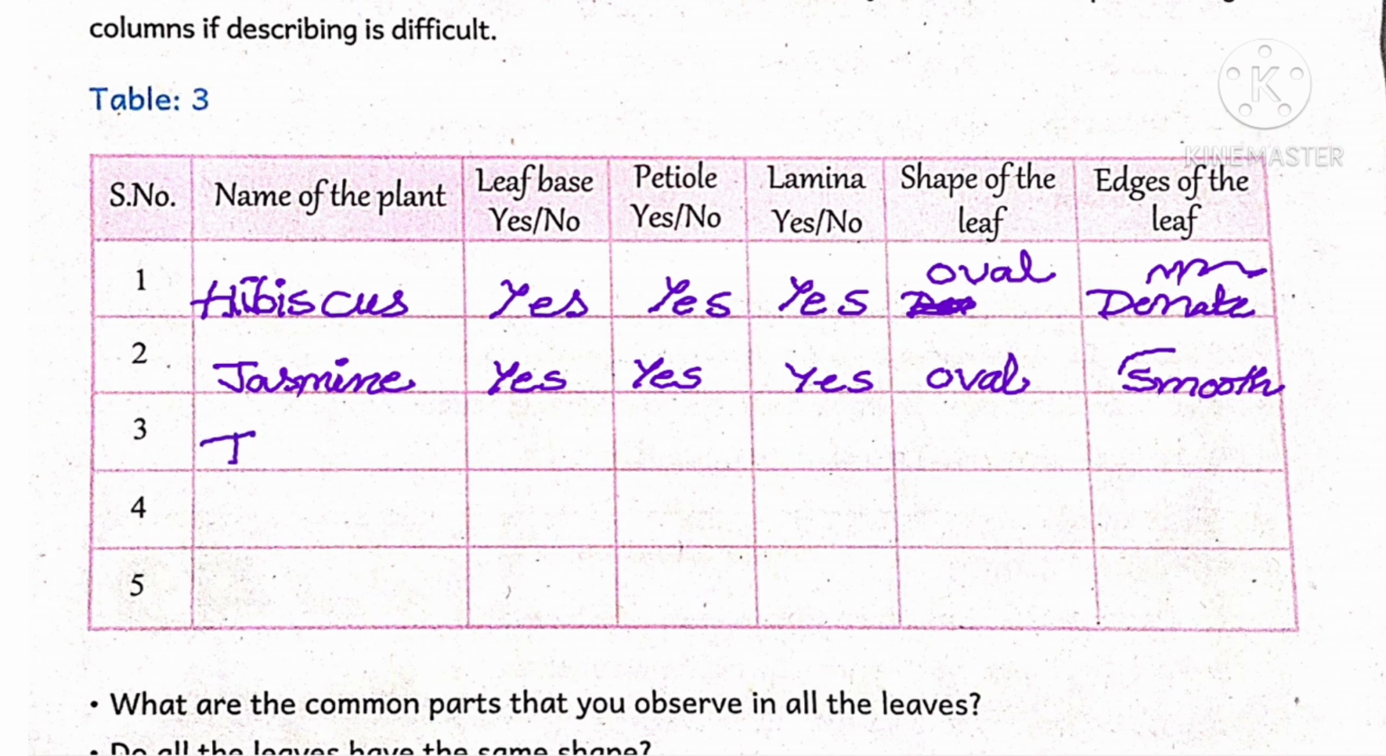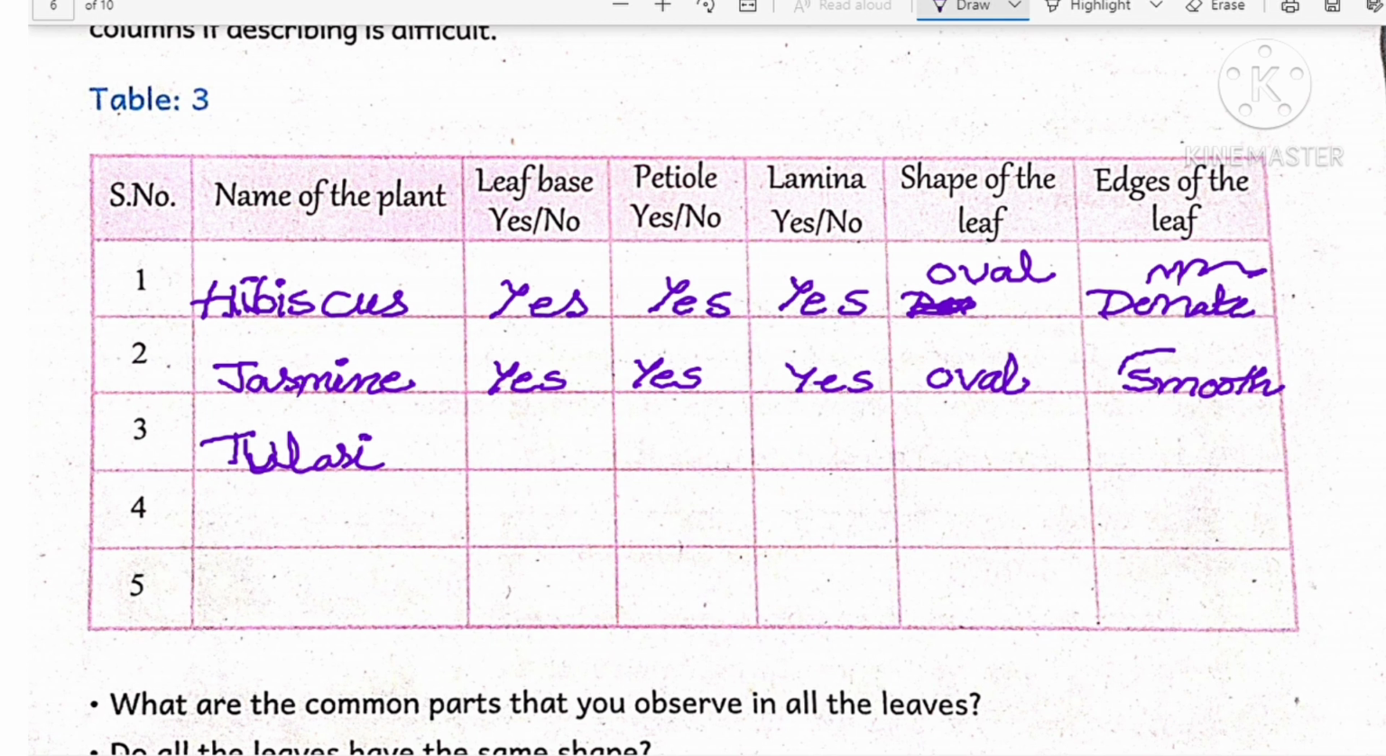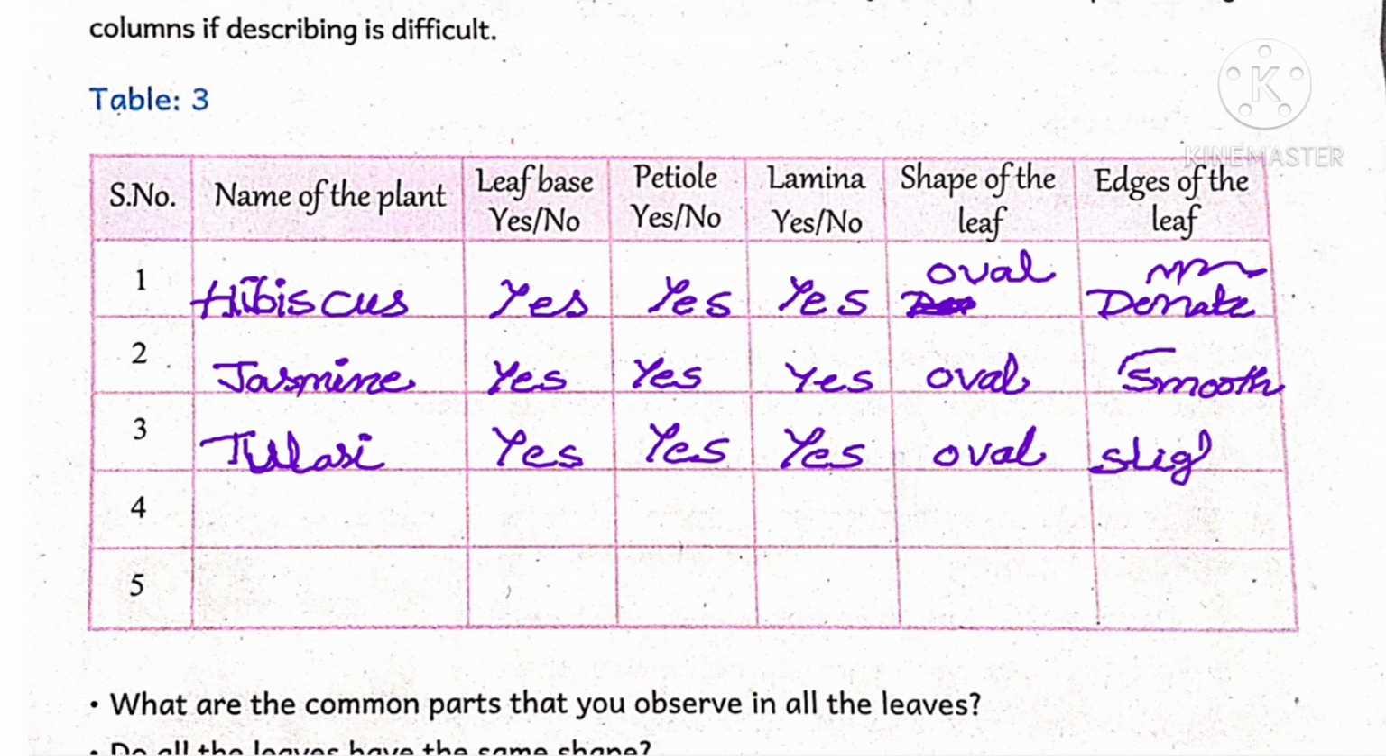What is the next plant? Tulasi. So the next plant is Tulasi. Does it contain a leaf base or not? Yes. Does it contain a petiole? Yes. Does it contain lamina? Yes. The shape of the leaf is similar, oval, and the edges of the leaf are slightly toothed, very slightly toothed.